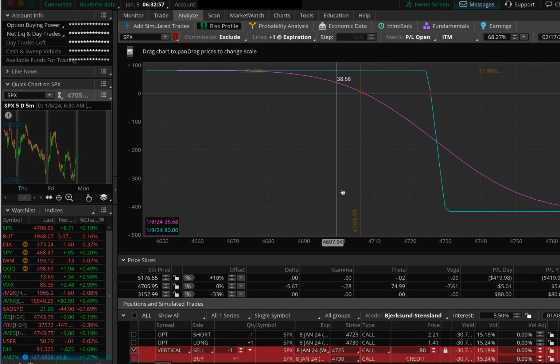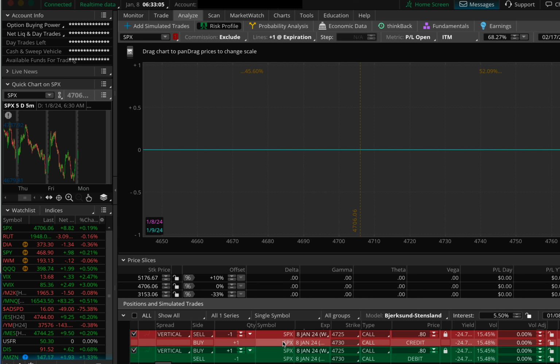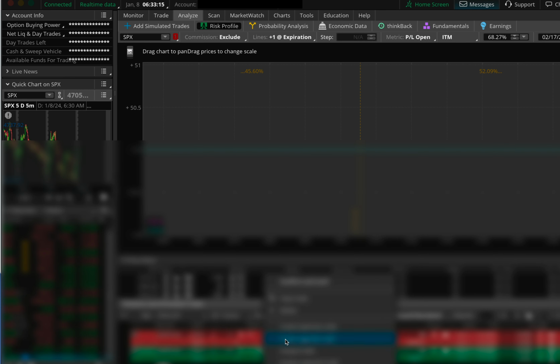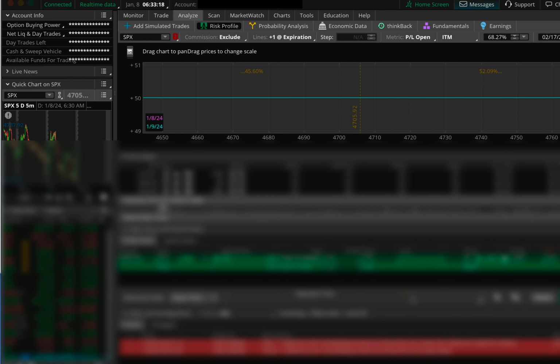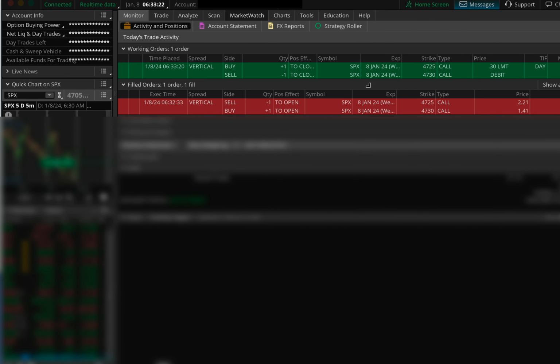So there's our position. We're already up a little bit. Nice. And I'm just going to go ahead and set my exit order right now. So I'll say analyze opposite order. On this one, we need to buy back at $30 to get our 50. So I'm going to create that order. Confirm and send. See it working over there. Okay, and we're off and running.